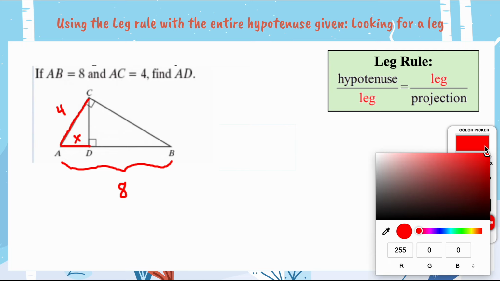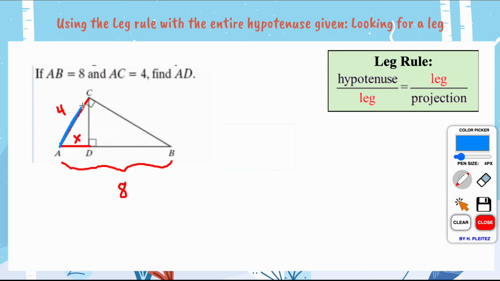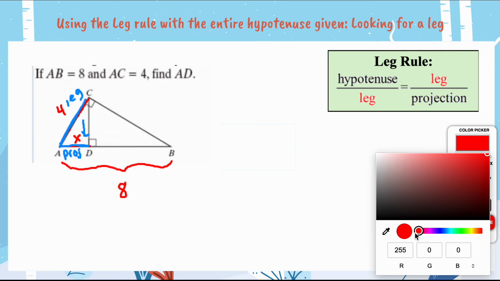Now, what I'm noticing, and I'll do this in blue, this is my leg, right? This down right here, AD, that's my projection, okay? Now I'm going to go ahead and just substitute. So the hypotenuse of my larger triangle, right? And I'm going to put segments first.